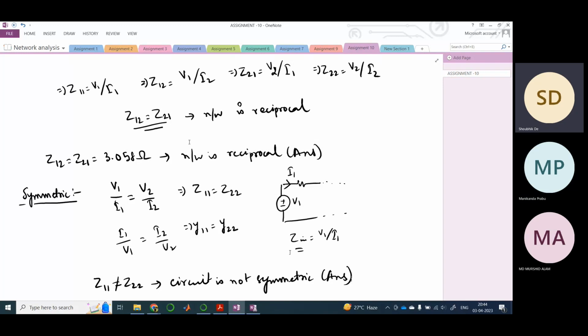Exactly. Basically, a symmetric circuit means that even if you interchange the input and output terminals, the current flowing through each element would be the same. So that is what you mean by a symmetric circuit, right? That only happens when your input impedance and output impedance are equal, probably. At least that is what it means by these formulas also.